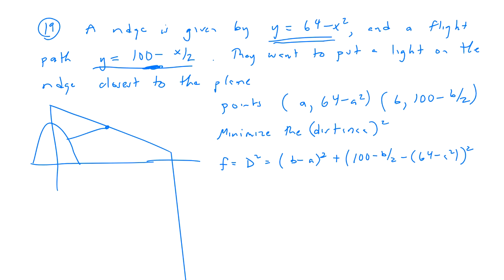Because it's pretty obvious that as the plane is moving, it's getting closer and closer until I get to the closest point, and then it gets further and further away. So there is no maximum, so there's not going to be a critical point for that, and there's just going to be the one minimum. So when we get the critical points, there's only going to be one, and that's going to be our answer.